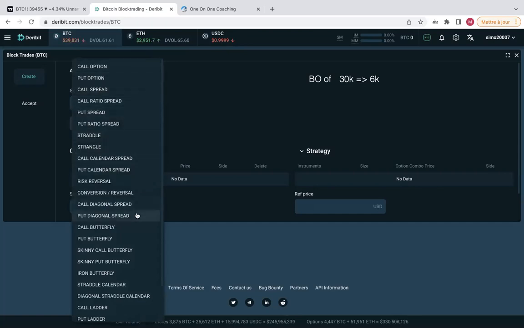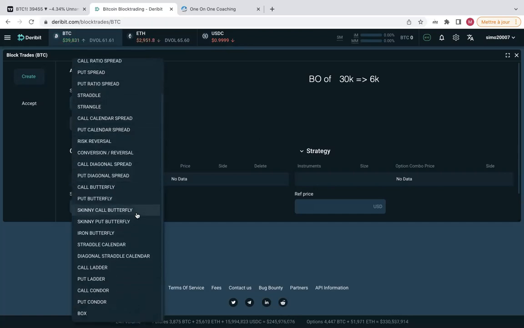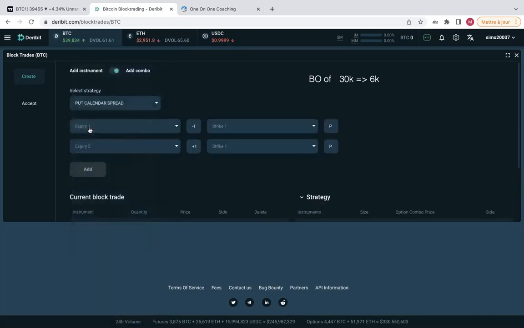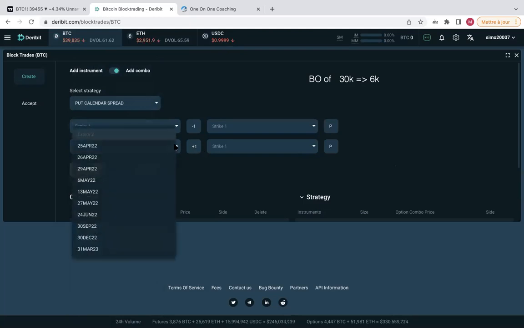Then you have lots of strategies here. Each strategy will be good for a certain situation. Today we'll talk about the calendar puts spread. Why puts? Because it's a bearish plan, so we go for puts. Then you have here the plus, which is the buy. So the expiry date, for example, let's say December.